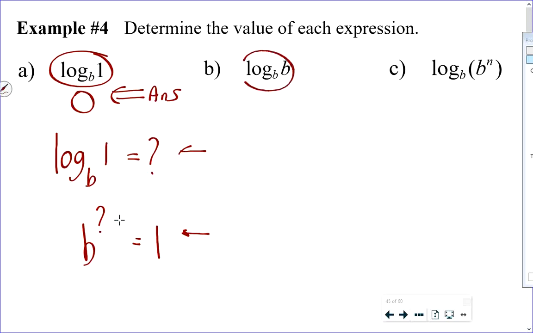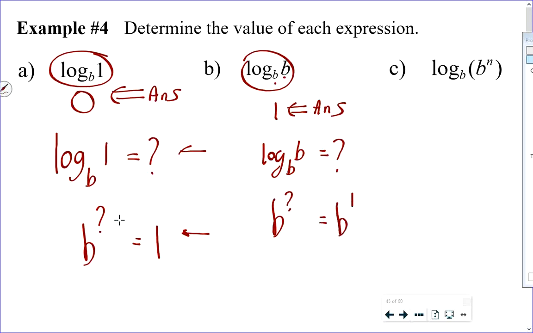To what do I raise b to get b? 1. And if you have to write, well, I want to figure out what this is, and it doesn't make sense to me, so I'm going to write it in the other language of b to the question mark equals b. Well, the bases are the same. The exponents must be the same. The answer is that question mark is 1. So the exponent is 1, but the logarithm is the exponent.